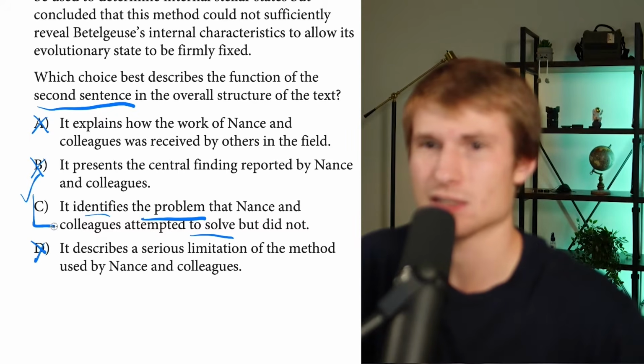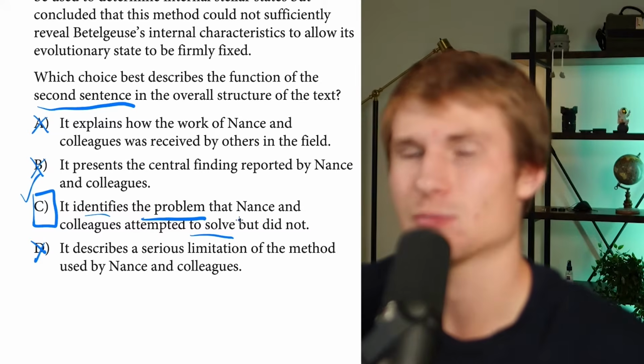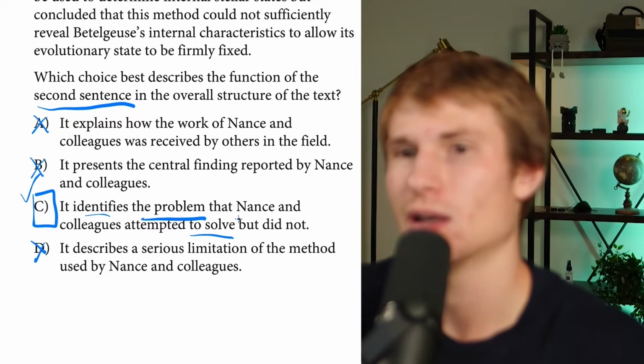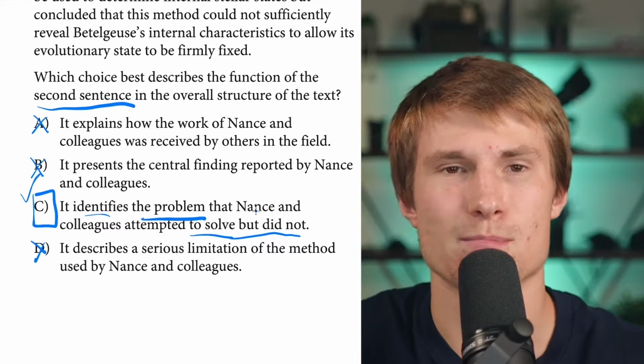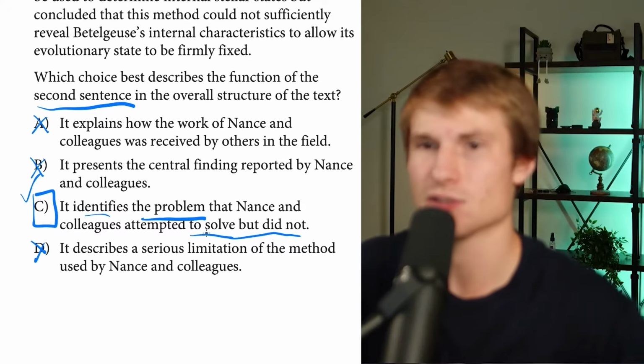The second sentence is identifying the problem, being that they don't know when it will happen, and then also that the colleagues attempted to solve it, but did not, when it introduces that method. So the best answer there would be C, so C would be our answer.